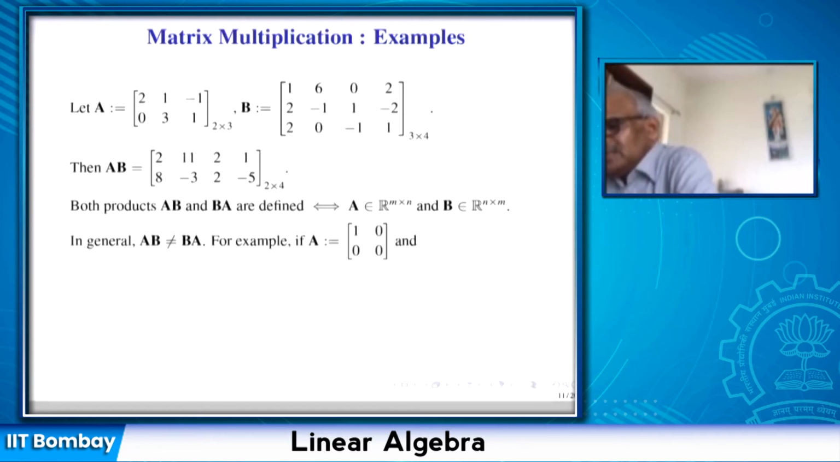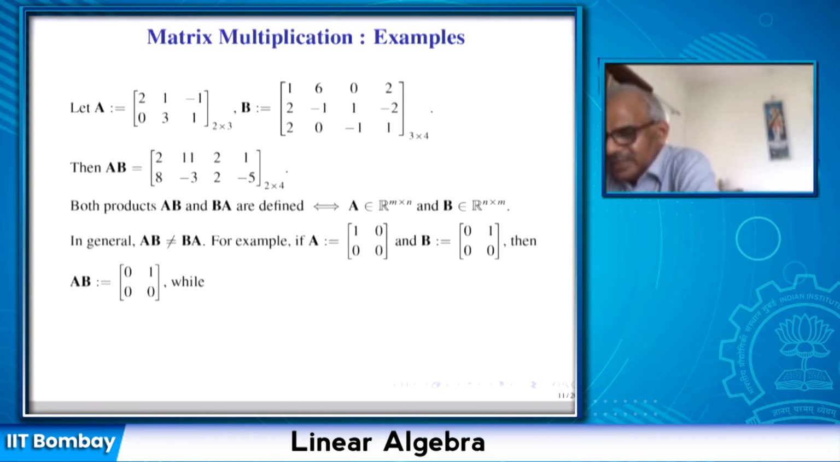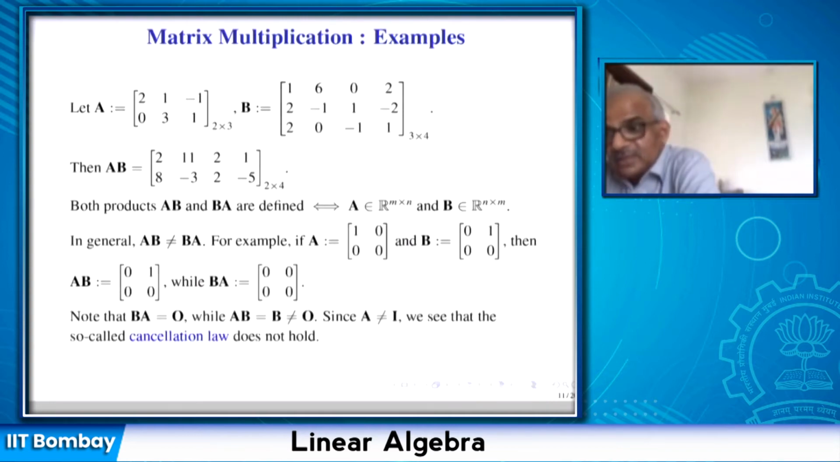For example, just take this very simple 2 by 2 matrix A with the lonely entry 1 and other entries 0, and B is the matrix 0 1 0 0. You just multiply and check that AB is this matrix, while BA is the 0 matrix. AB is not the 0 matrix and BA is the 0 matrix, so AB is not equal to BA. You can also check that AB equals B, but B is not equal to 0.